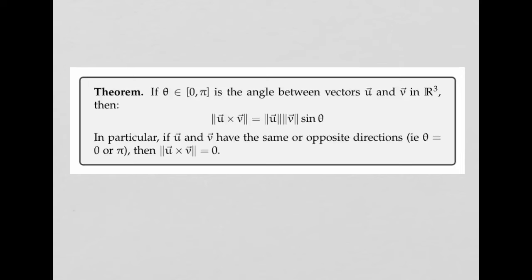This next theorem tells us about the length of the vector that is the cross product of u and v. If theta, in the closed interval from 0 to pi, is the angle between vectors u and v in R3, then the magnitude of the cross product u cross v is the magnitude of u times the magnitude of v times sine theta. Particularly, if u and v have the same or opposite directions, that is, theta is equal to 0 or pi radians, then the magnitude of the cross product is 0.